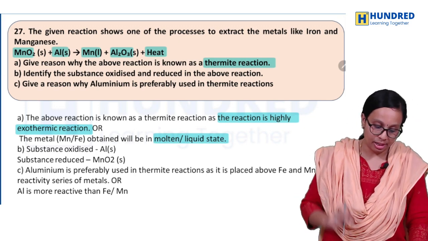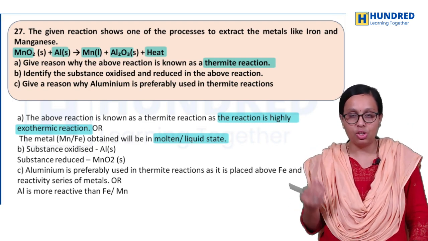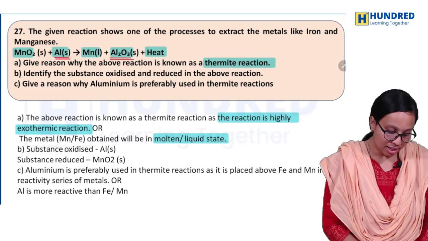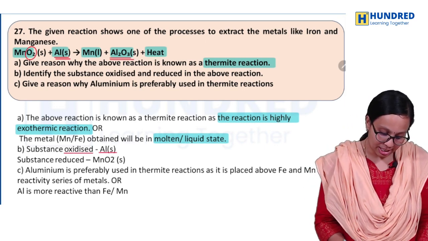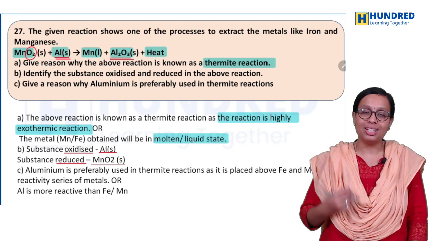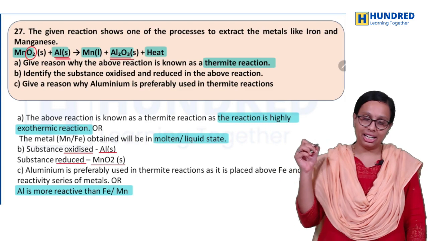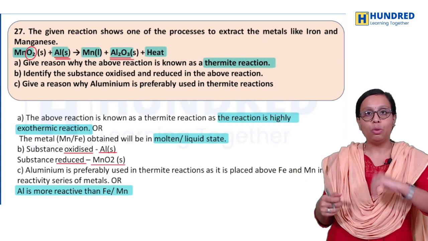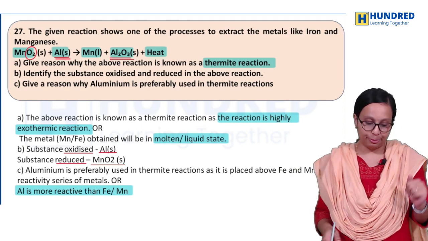So there are 2 statements here. Then which one is oxidized, which one is reduced? Oxidized means addition of oxygen, reduced means removal. Here for aluminium you have added the oxygen, so it is oxidized. Here you have removed the oxygen, so it is reduced. So aluminium is oxidized and manganese dioxide is reduced. Give a reason why aluminium is preferably used. Because it is more reactive than iron and manganese. So here you'll have to extract or replace the iron and manganese, so we should obviously use a metal which is highly reactive. Hence, we have chosen aluminium.